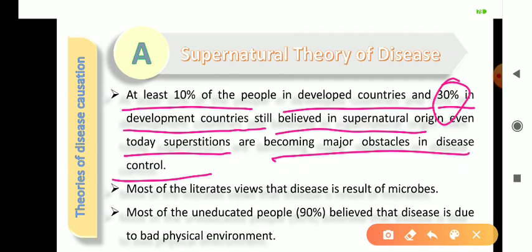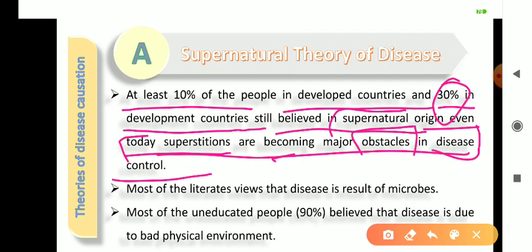Okay, the people believe that the disease is because of something God has done, like I have done something wrong, so God is giving me punishment and all that. So this is their superstition. Okay, so because of this, today superstitions have become the major obstacle. Because of their superstition, there is a major obstacle, a hindrance, we can say a barrier, in disease control.